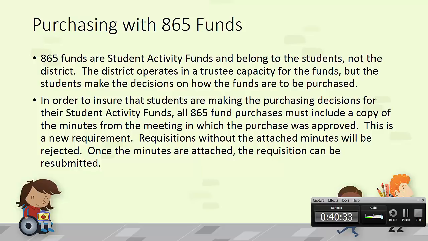Now, in order to make sure that we are compliant with that requirement, we are going to require that all 865 fund purchases include a copy of the minutes from the meeting in which the students approved that purchase. This is new from last year, and it's very important because we need to make sure that the students are making the decisions on how the purchases are made, because that is a requirement of 865 funds. And we have to be in compliance with that, or else these funds will no longer be able to be 865 funds and we'll have to change them to a 461 fund.